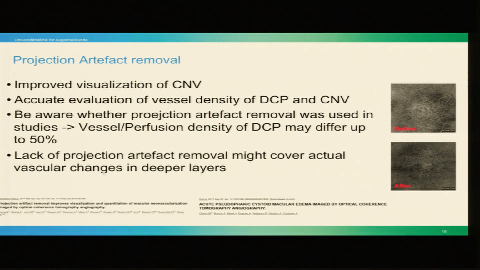So the previous studies, which were published on vessel density in the deep capillary plexus, always showed a vessel density about 48–50%, and now we know that the vessel density is about 25 to 30%. And of course, if you see the vessel from above, you might cover the extravascular changes in the deeper layers.